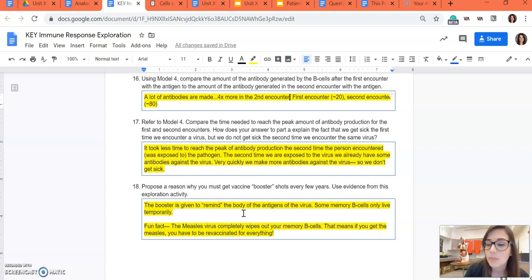So some memory B cells. There are certain types of B cells called memory B cells. They only live temporarily, and they remember the antigens of pathogens. So fun fact, measles, which is a virus that you've all hopefully been vaccinated for: if you get the measles, it completely wipes out all of your memory B cells. So that means you have to go back and get revaccinated for everything, including polio, mumps, everything. You have to get vaccinated again because your body doesn't remember what those antigens on the pathogens are. So you can get sick again from anything that you've already been vaccinated for.